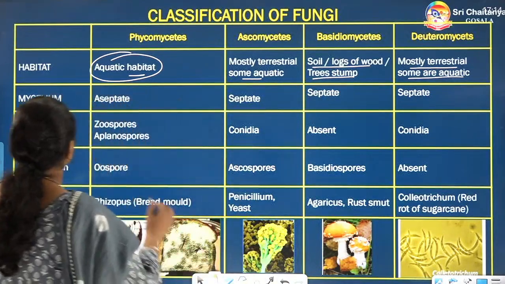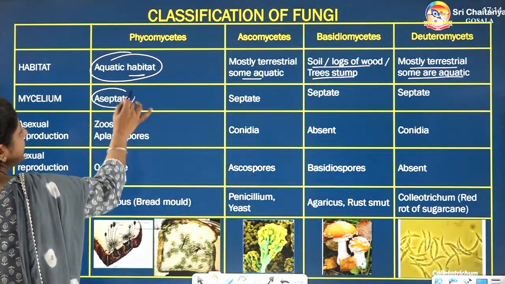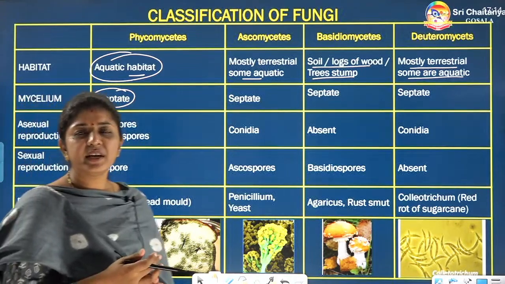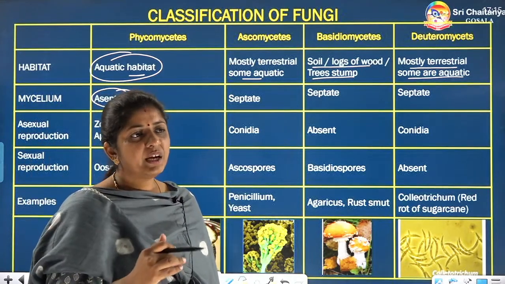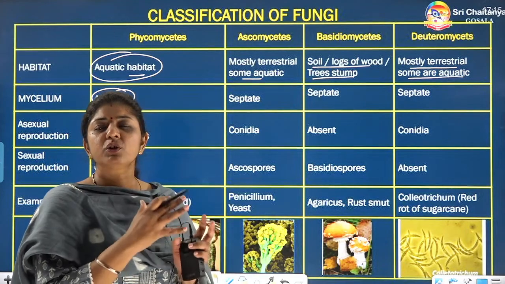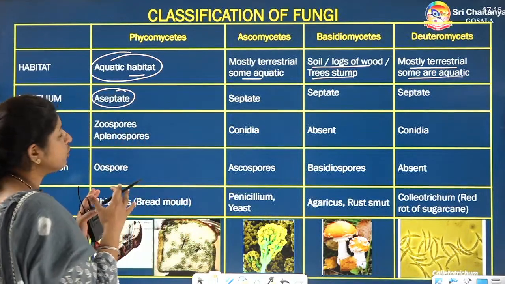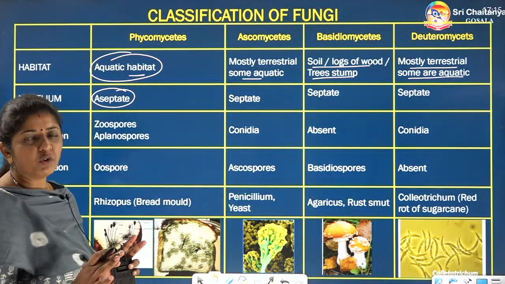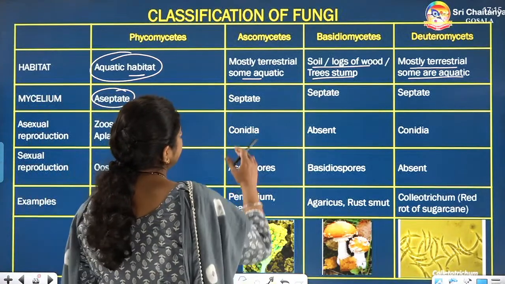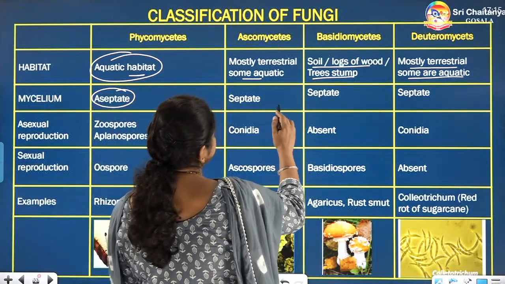Fine. Now the mycelium here will be aseptate. I said cenocytic, without septa. It will be the feature of which group of fungi? Phycomycetes. Only Phycomycetes. The rest all have which type of hyphae?